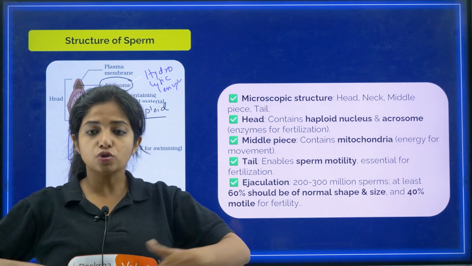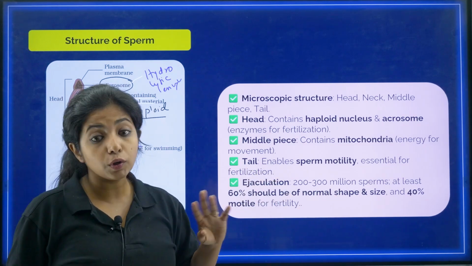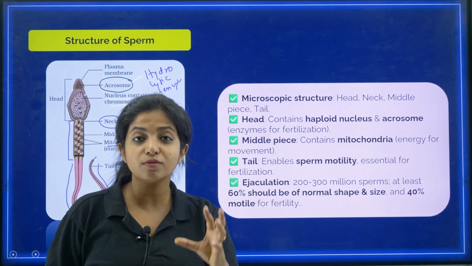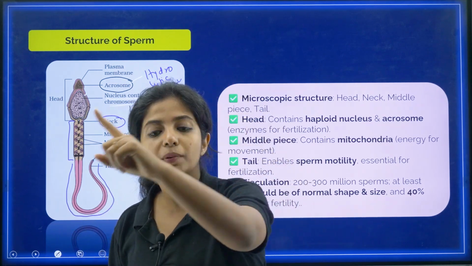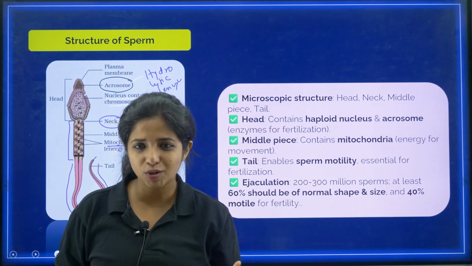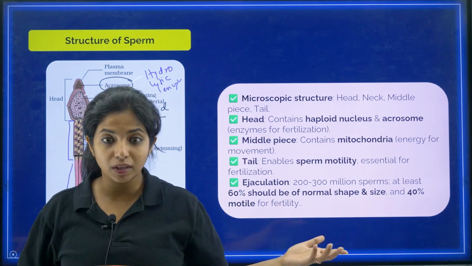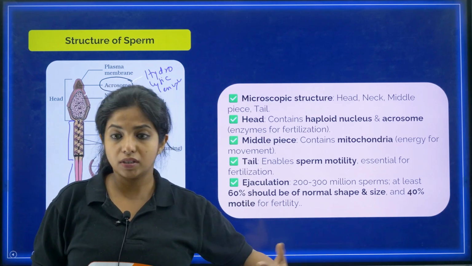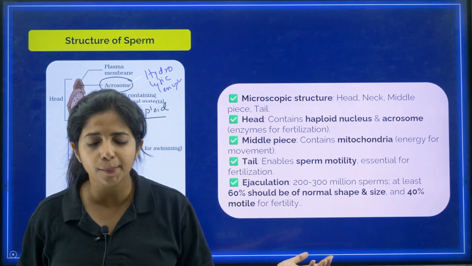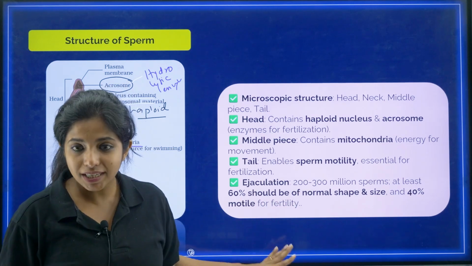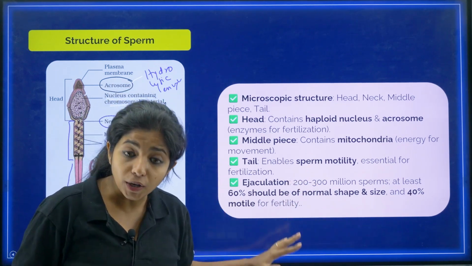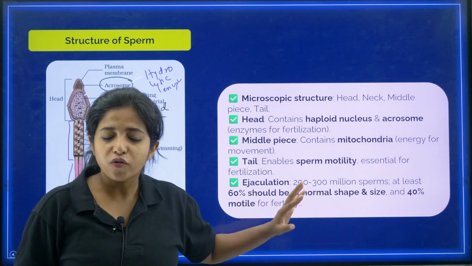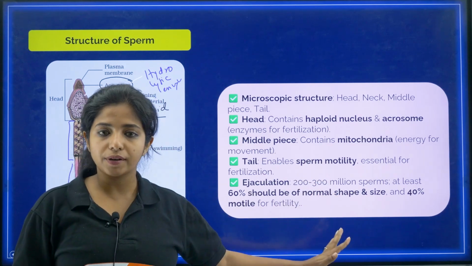Almost 200 to 300 million sperms are released during one ejaculation, my dear children. But only one will go up there and fertilize the egg. Why so? Because not everyone is going to be capable. Lots of them are going to die because they are not motile, they don't have a perfect shape and size. So at least 60% of them should be of normal shape and size, and 40% of them should be motile for fertility to happen.